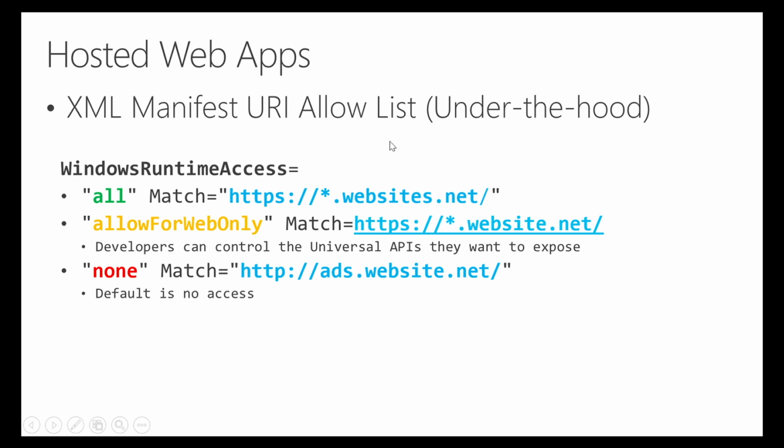There's 3 levels of access. There's all, for access to the entire Windows namespace, the APIs that are in Universal Windows apps. There's allow for web only, and this is an example of where you want to add C++ or C#, any native code in your package, and then call it from your remote JavaScript code. And then none, which is just the default if you don't even specify a tag.